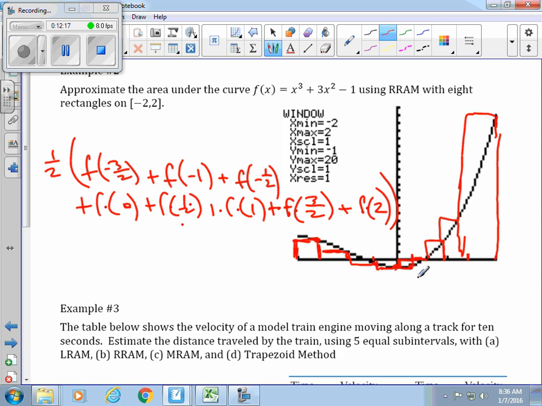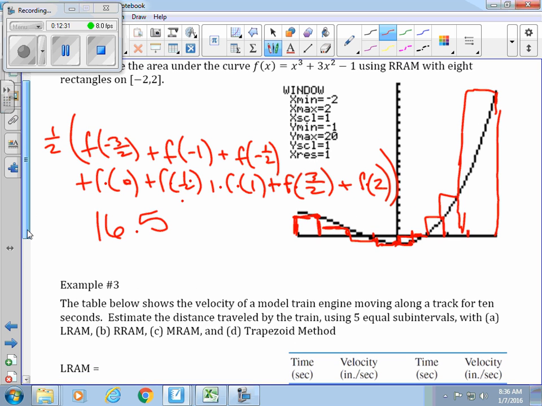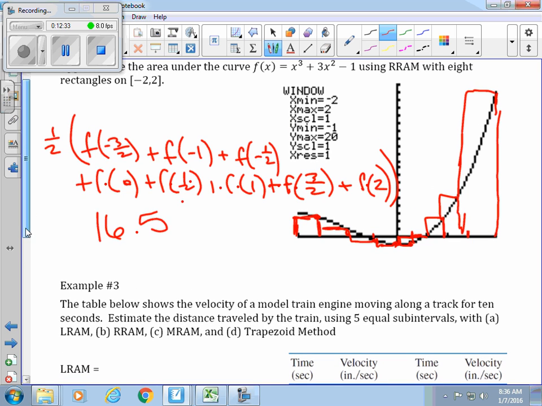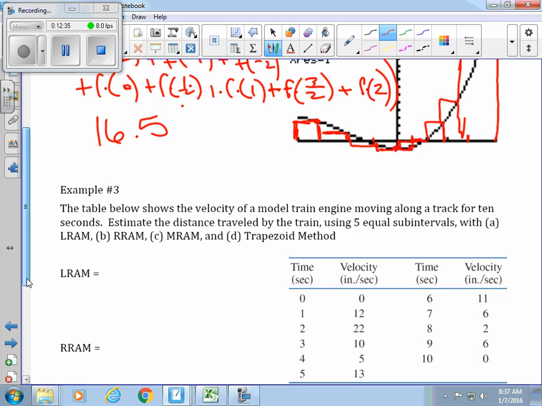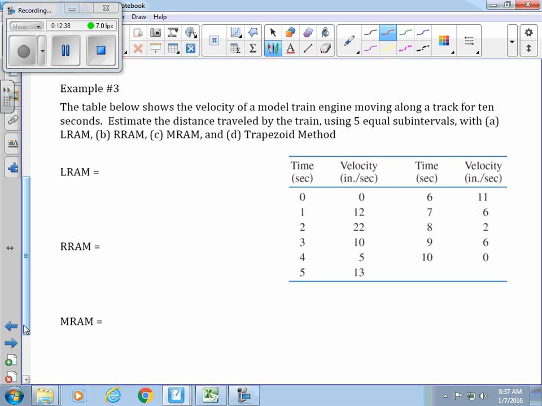Find that number in your calculator. Use the program. 16.125. Any questions about that one? Okay.